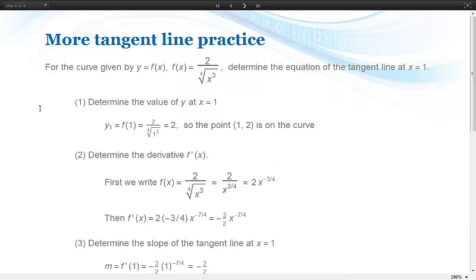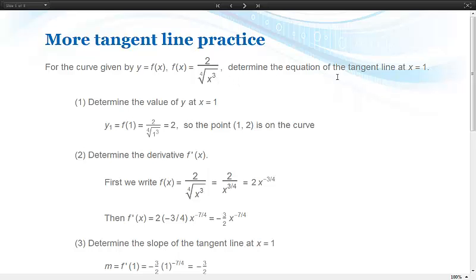So let's do another tangent line problem. This one isn't related to velocity, but it still has to do with rate of change. For a curve given by y equals f of x, where f of x is 2 divided by the 4th root of x cubed. This is actually one of our problems in our textbook. It's problem number 42.